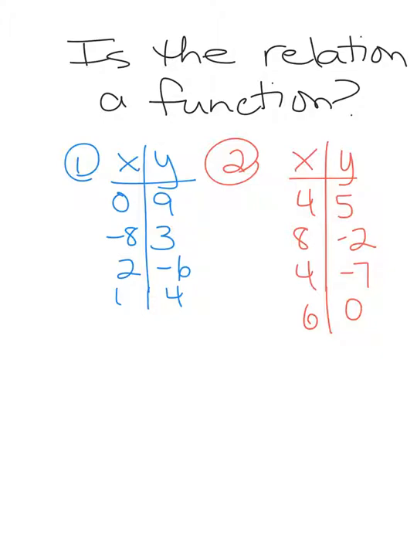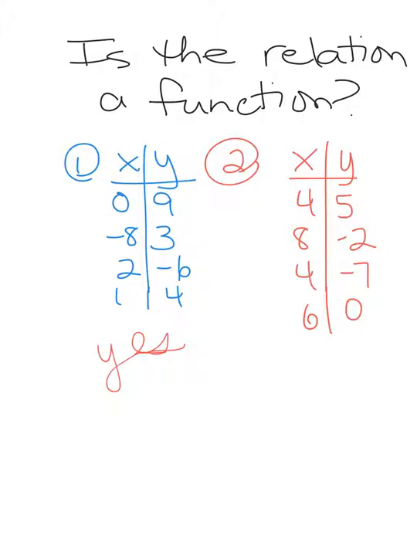So is the relation a function? We're trying to see, for every input, is there one or more outputs? So for instance, in number 1, this relation is actually a function. That answer is yes, because 0 is paired with 9 and only 9. Negative 8 is paired with 3 and only 3. 2 is paired with negative 6 and only negative 6. And 1 is paired with 4 and only 4. So for every input, which is my x values, there is only one output each.